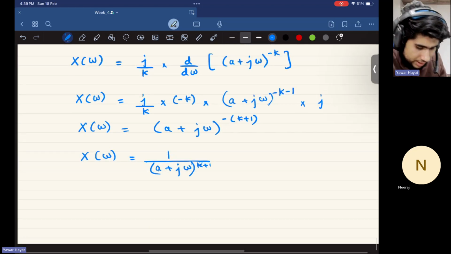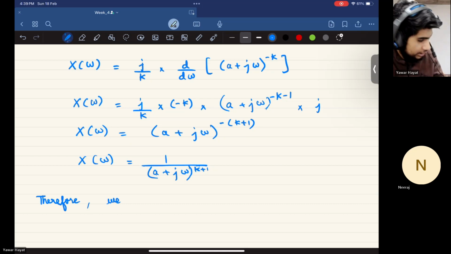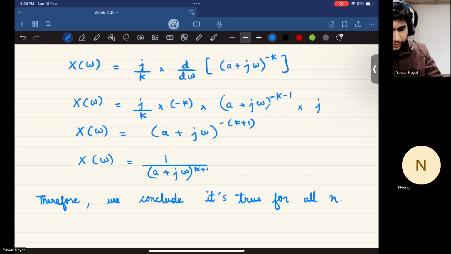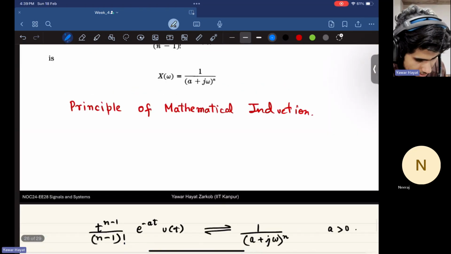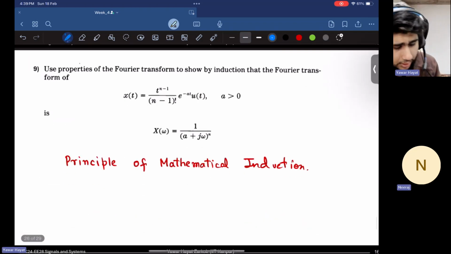So therefore, we conclude it's true for all n. Okay, that's how you use the principle of mathematical induction. So that was my last one.